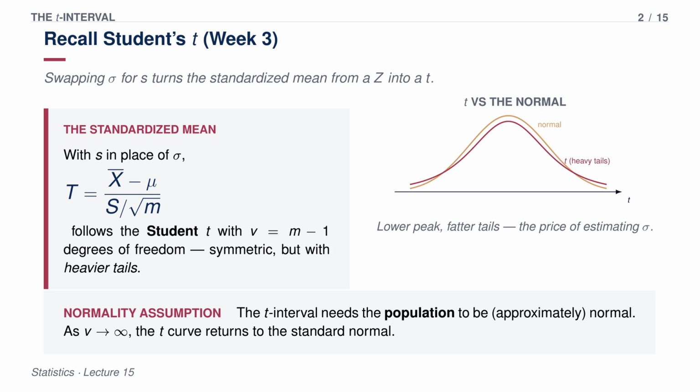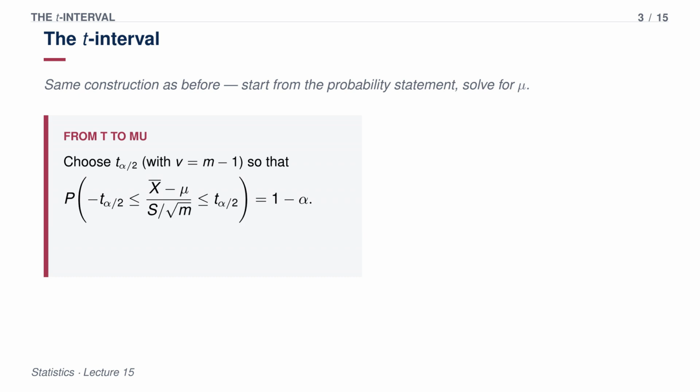One catch to flag. The t interval assumes the population itself is roughly normal. And as v gets large, with big samples, the t quietly turns back into the normal. Now the interval. Same construction as last time, just with t instead of z. So we pick the critical value t alpha over 2 at v equals n-1, so that the chance our standardized mean lands between minus it and plus it is 1 minus alpha. Then it's the same algebra as before. Take that inequality and solve it for mu instead. And out comes the headline.